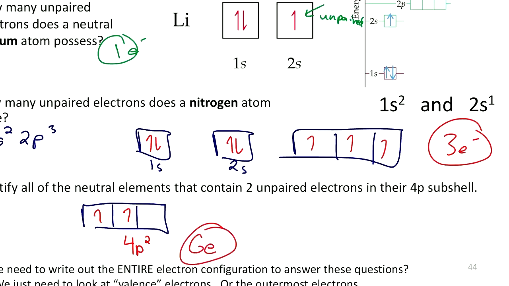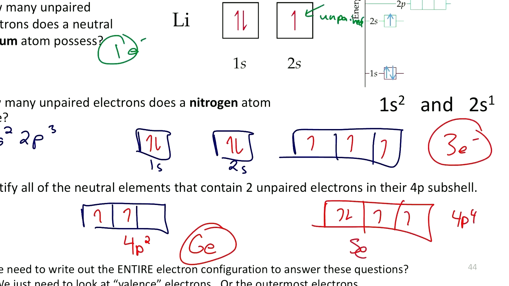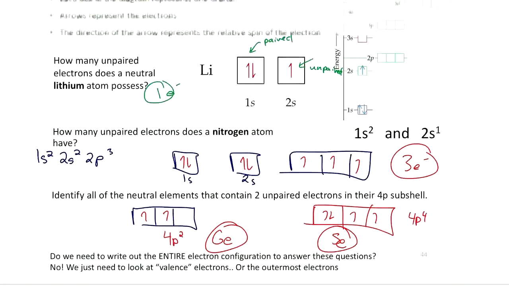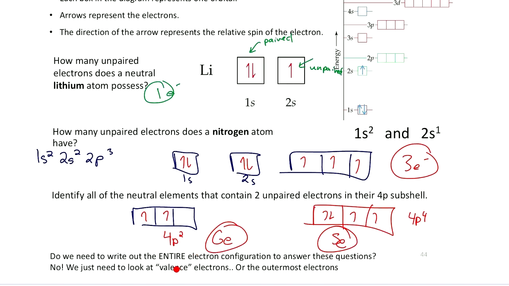All right. Is there another way we can have 2 unpaired electrons? Yes. With how many electrons in the 4p? 4, yeah, so another way we can draw it is 1, 2, 3, 4 electrons. So that's another way we can have 2 unpaired. This would be 4p4. What element is that? Selenium. All right. So note here with these last examples, we didn't have to write out the full electron configuration. We actually only looked at the valence electrons. We didn't have to look at the whole deal.